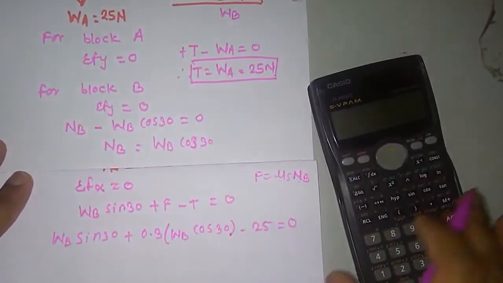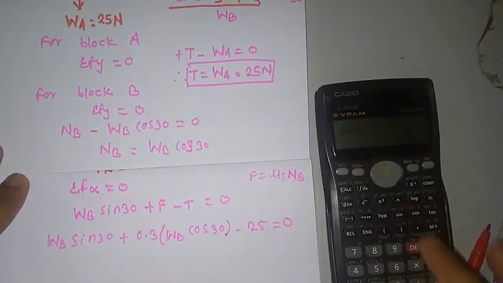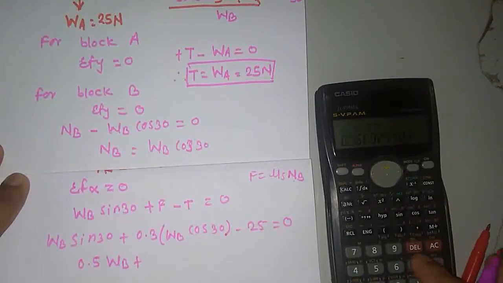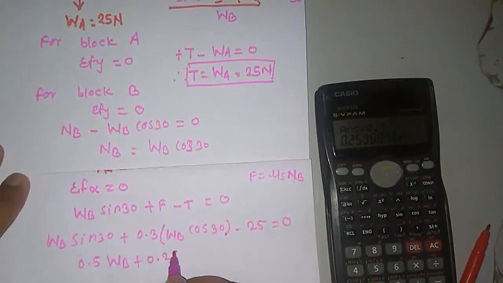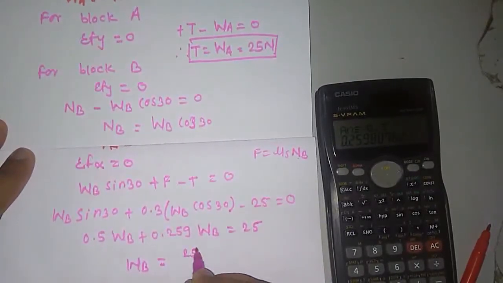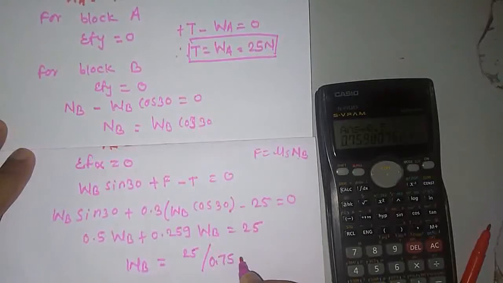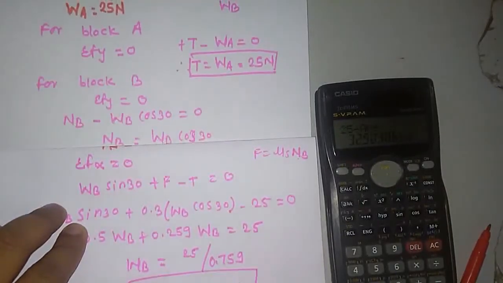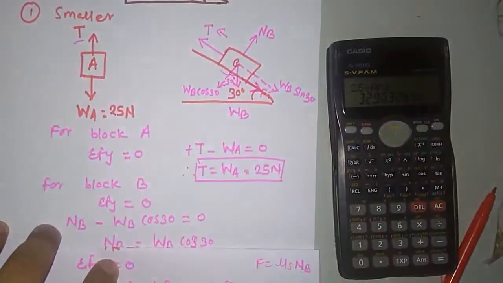Now solve this and you will get the value of WB. So sin 30 is 0.5 WB plus cos 30 into 0.3, so 0.259 WB, which is equal to 25. So WB is equal to 25 divided by 0.759, the addition of these two. So WB is equal to 25 divided by the answer, 32.90. So this is our value for block B. This is the first value, the smaller value.